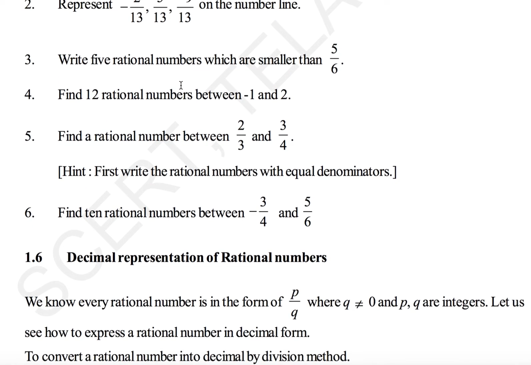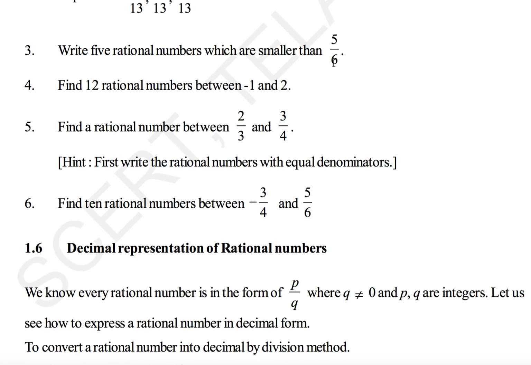Write 5 rational numbers which are smaller than 5 by 6. 5 rational numbers: 4 by 6, 3 by 6, 2 by 6, 1 by 6, 0.